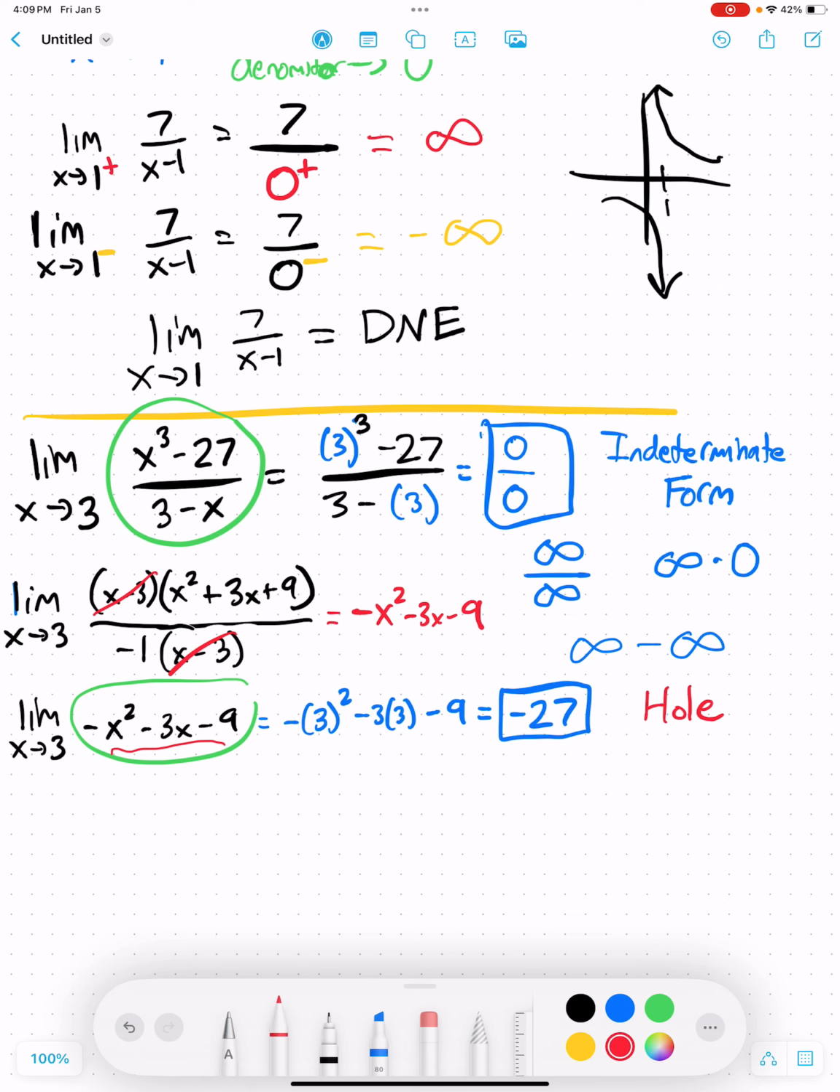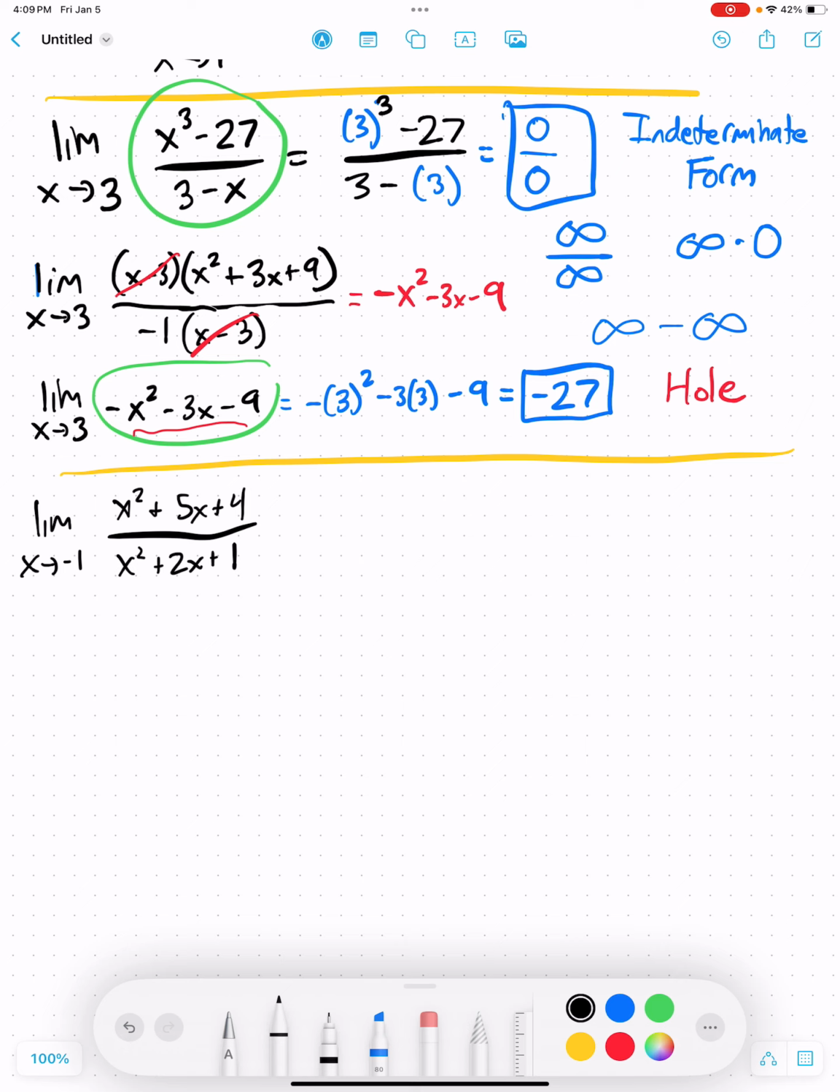Now, just because you get 0 over 0, you might think after this example that 0 over 0 means you get a hole. Not necessarily. That's why it's an indeterminate form. If I go through this last example real quick, we can see why this isn't the case. If I take a look at the limit as x approaches negative 1 of x squared plus 5x plus 4 over x squared plus 2x plus 1, if you plug in negative 1, you're going to get 0 over 0.